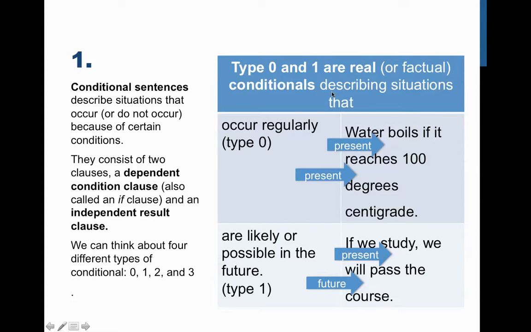Type 0 and 1 are real or factual conditionals describing situations that either occur regularly. This is type 0. This is a general rule that I'm talking about. Water boils if it reaches 100 degrees centigrade. This is a fact that always occurs. Or type 1 real conditionals is about something likely or possible in the future. If we study, we will pass the course. These are things that are likely to happen in the future.